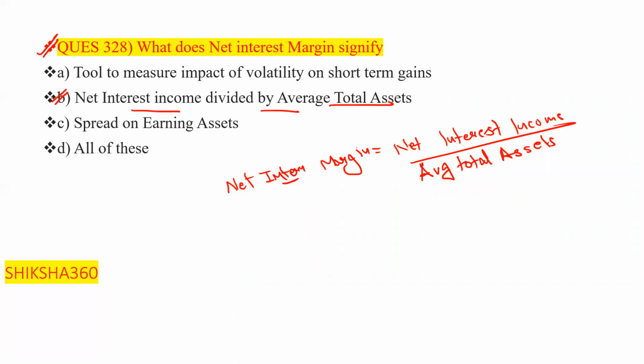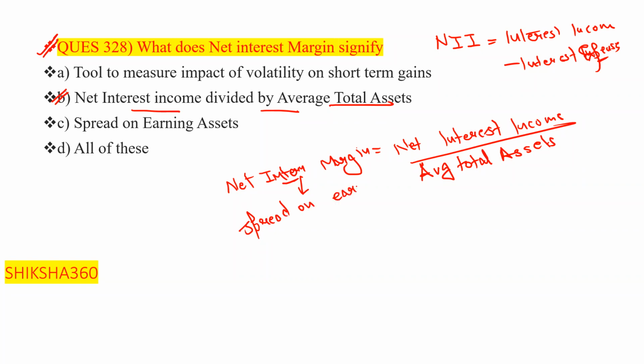So option number B is correct here. But we have to go through the others. First of all, net interest income is equal to the interest income minus interest expenses. Further, net interest margin is also viewed as the spread on earning assets.